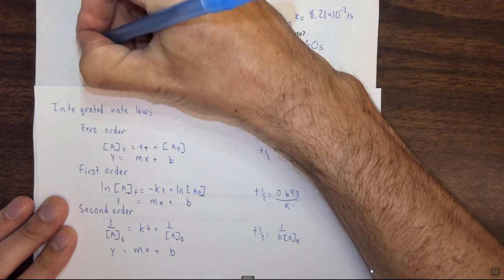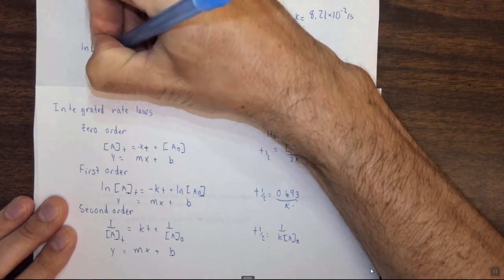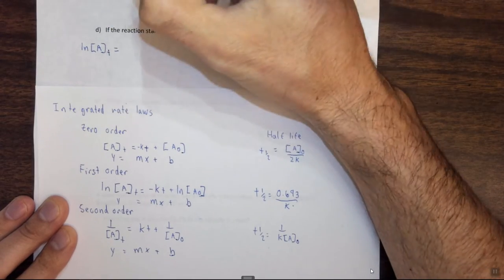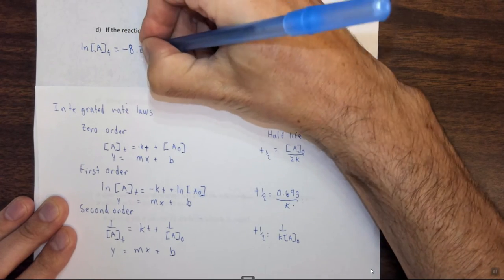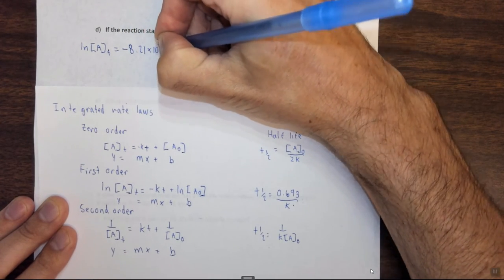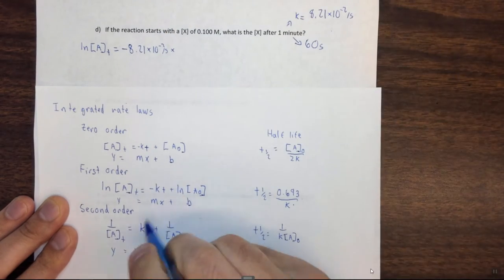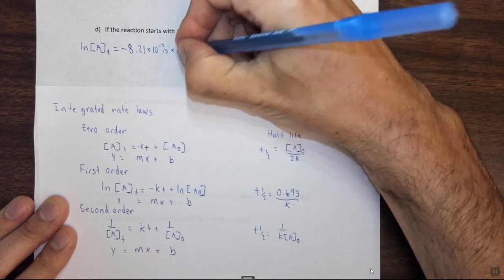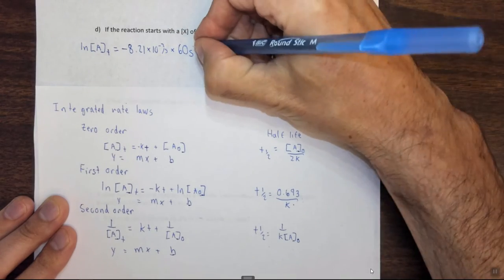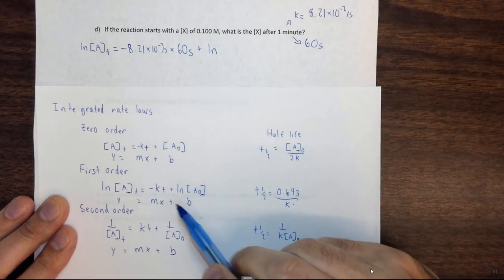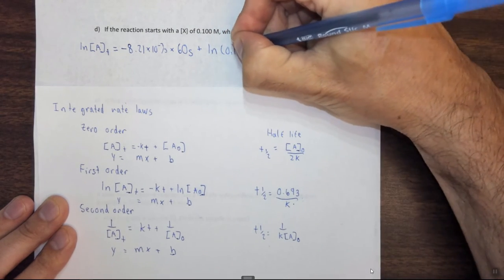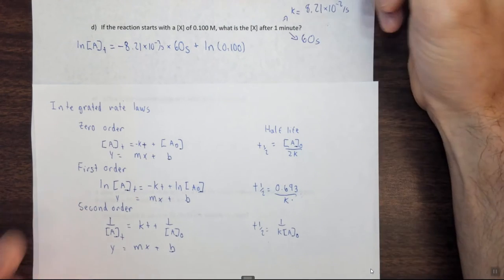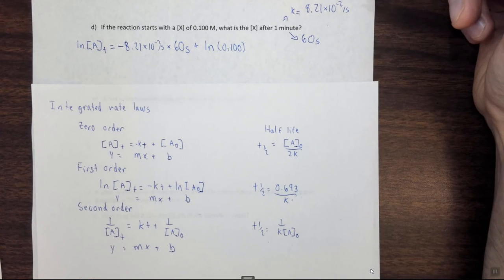First of all, the ln of the concentration of A at some time is our variable, equals negative K, 8.21 times 10 to the minus 2 per second, times T, 60 seconds, plus the ln of the concentration of A0, which is 0.100. So we can plug in these things. Now, we need to do the math.